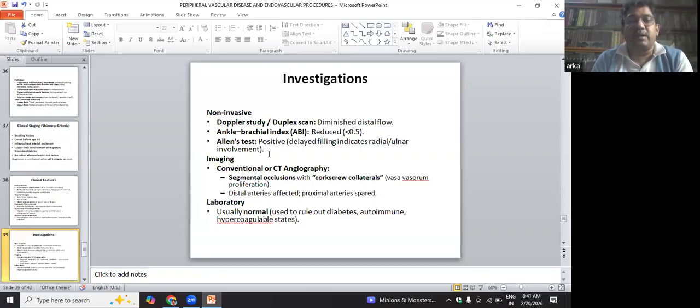So usually laboratory findings are normal. But you also have to rule out diabetes, autoimmune disease, and also hypercoagulable state, because a hypercoagulable state can also lead to this type of pain.